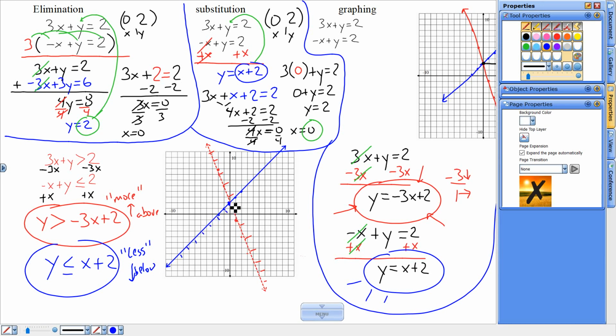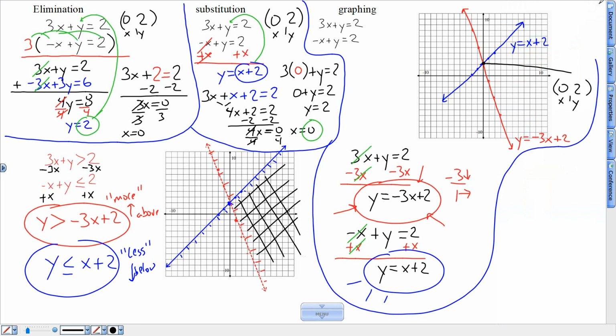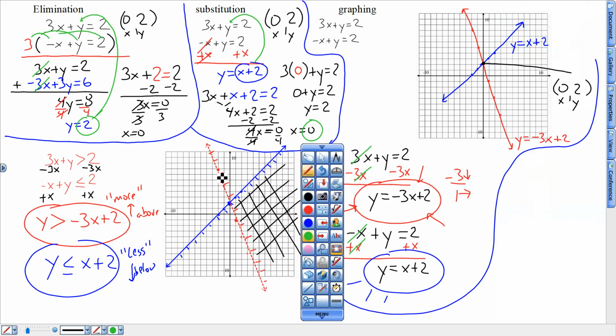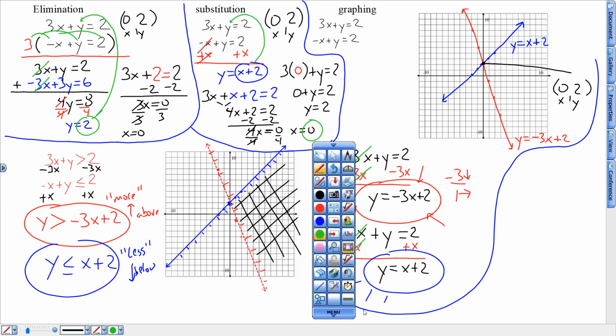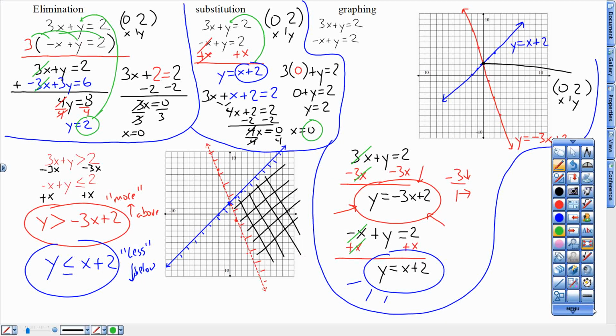And I can see the only place where those shading areas intersect is right here. If I was to pick a point and check it, it would have to be in this zone. I cannot pick any points along this dotted boundary, which means this intersecting point would be a no-go for this check. All right, so there you go. 3 methods: elimination, substitution, graphing, and then changing those to inequalities.